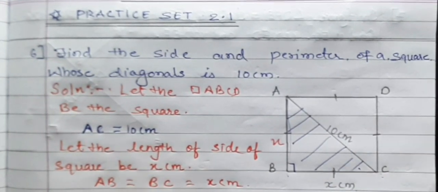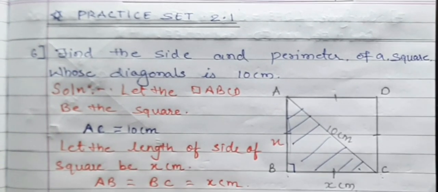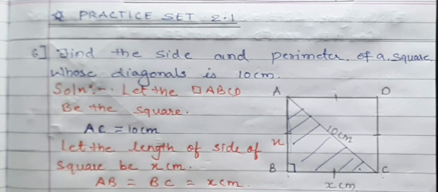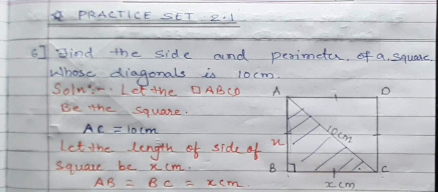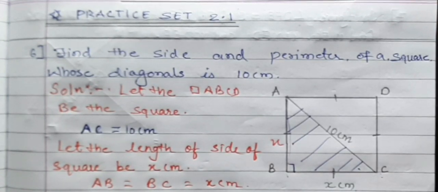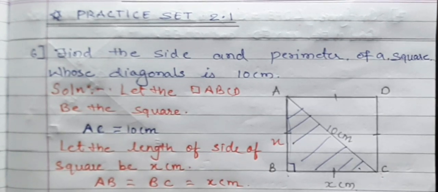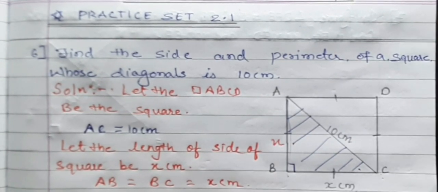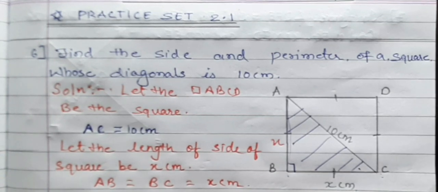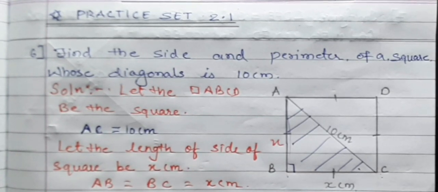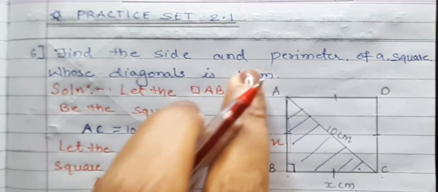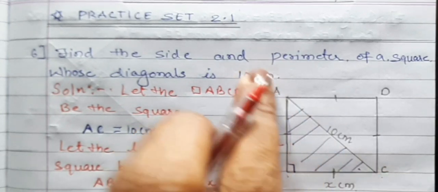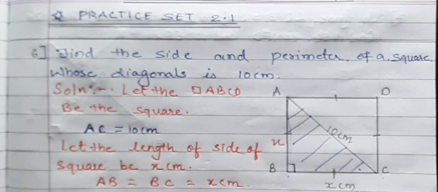Okay? So in triangle ABC, angle ABC is equal to 90 degree, right? So which theorem we have to apply now? We have to apply Pythagoras theorem. Therefore, by Pythagoras theorem, AC square. Now this AC will be the hypotenuse. Okay. So it is AC square is equal to AB square plus BC square.